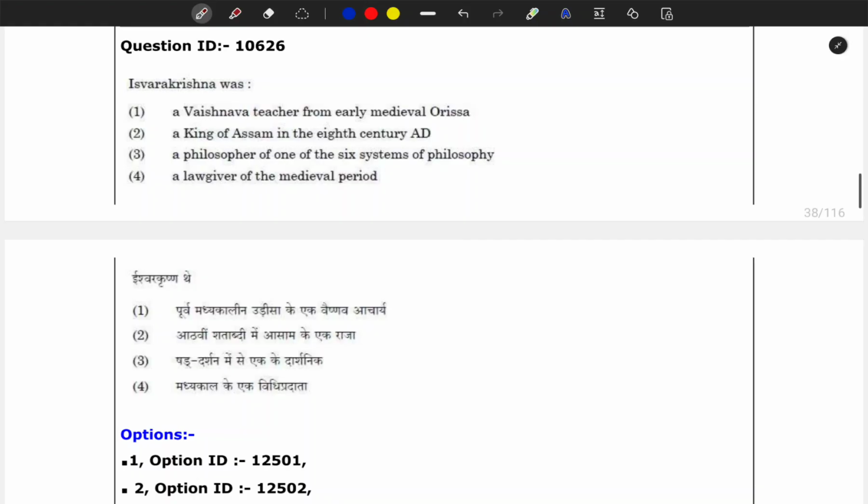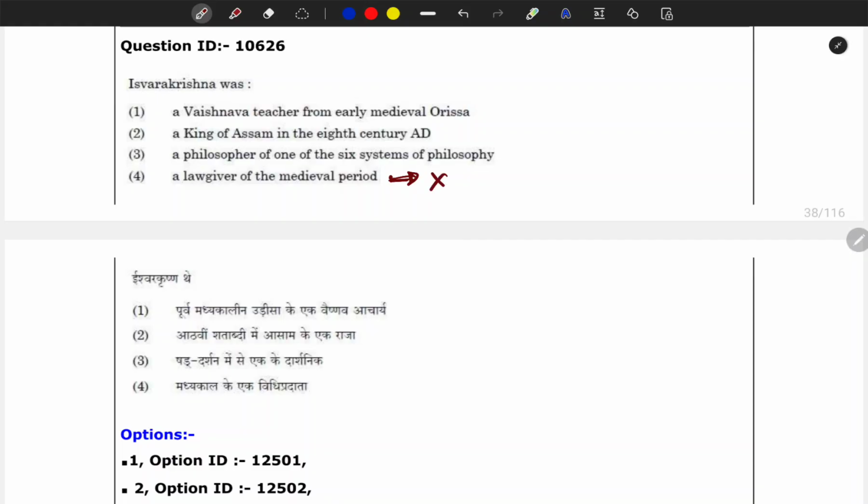Next question here is, Iswara Krishna was a Vaishnavite teacher from early medieval Odisha, king of Assam in the 8th century AD, a philosopher, one of the 6 systems of philosophy, a lawgiver of medieval India. For me, this is not a very easy question. You have to think a lot about this. Maybe if he was a lawgiver, we might have known him, like Manu and the other people. So for me, I can eliminate this option.